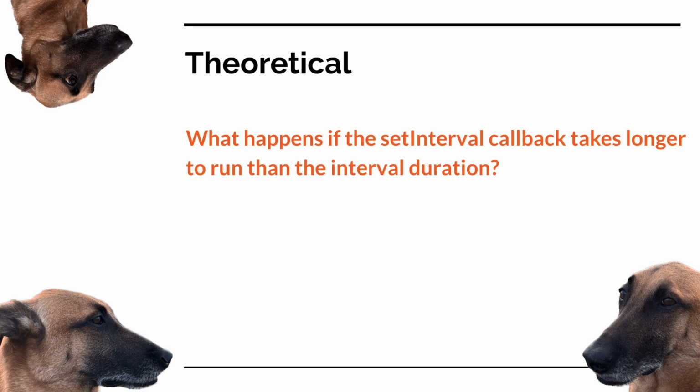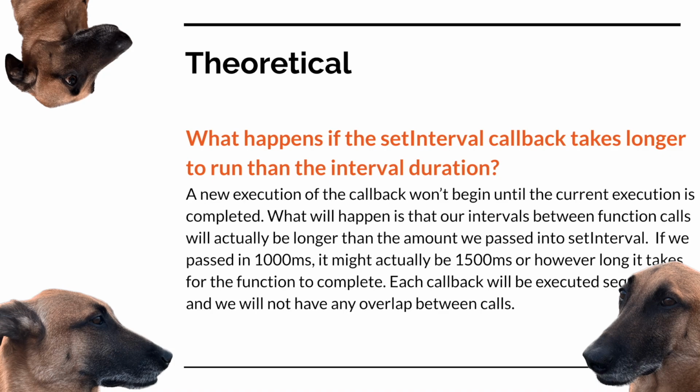What happens if the setInterval callback takes longer to run than the interval duration? You could say something like, a new execution of the callback won't begin until the current execution is completed. So what will happen is that our intervals between function calls will actually be longer than the amount we passed into setInterval. So if we passed in 1000 milliseconds, it might actually be 1500 milliseconds or however long it takes for the function to complete. Each callback will be executed sequentially and will not have any overlap between calls.